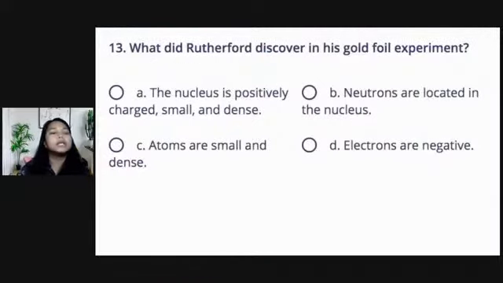All right, number 13. What did Rutherford discover in his gold foil experiment? Kaka-discuss lamang natin. Letter A, the nucleus is positively charged, small, and dense. Letter B, neutrons are located in the nucleus. Letter C, atoms are small and dense. Or letter D, electrons are negative.